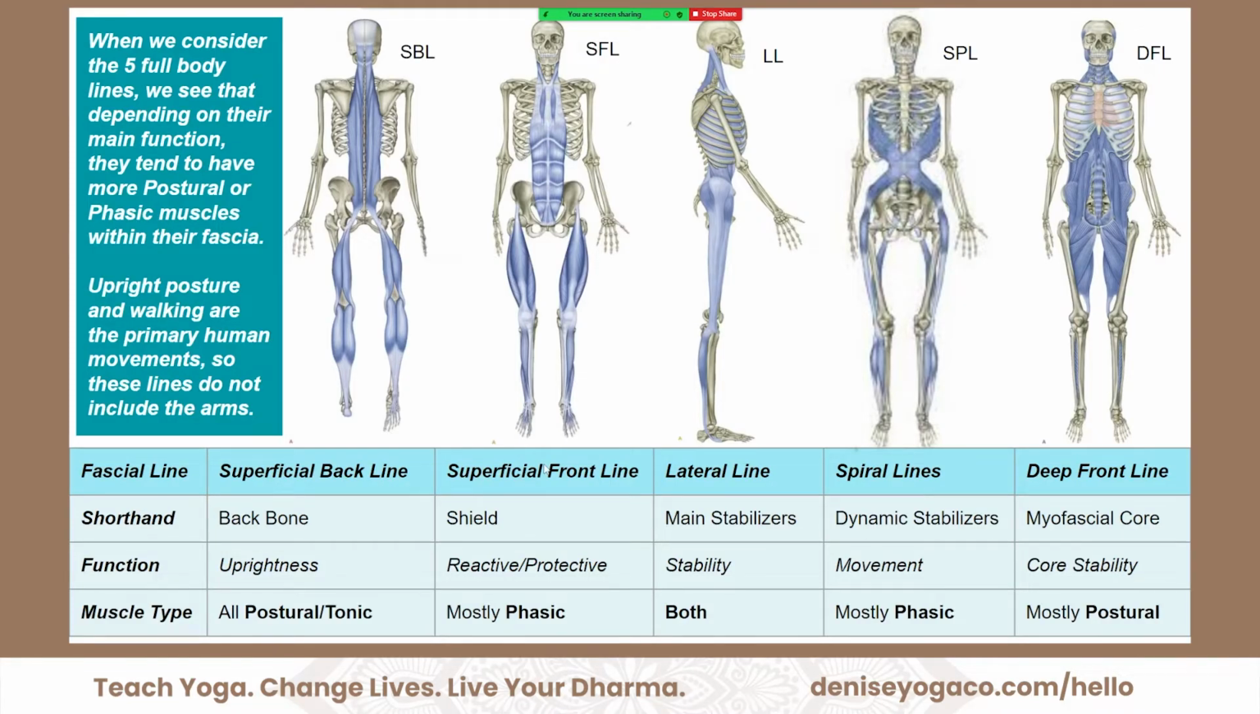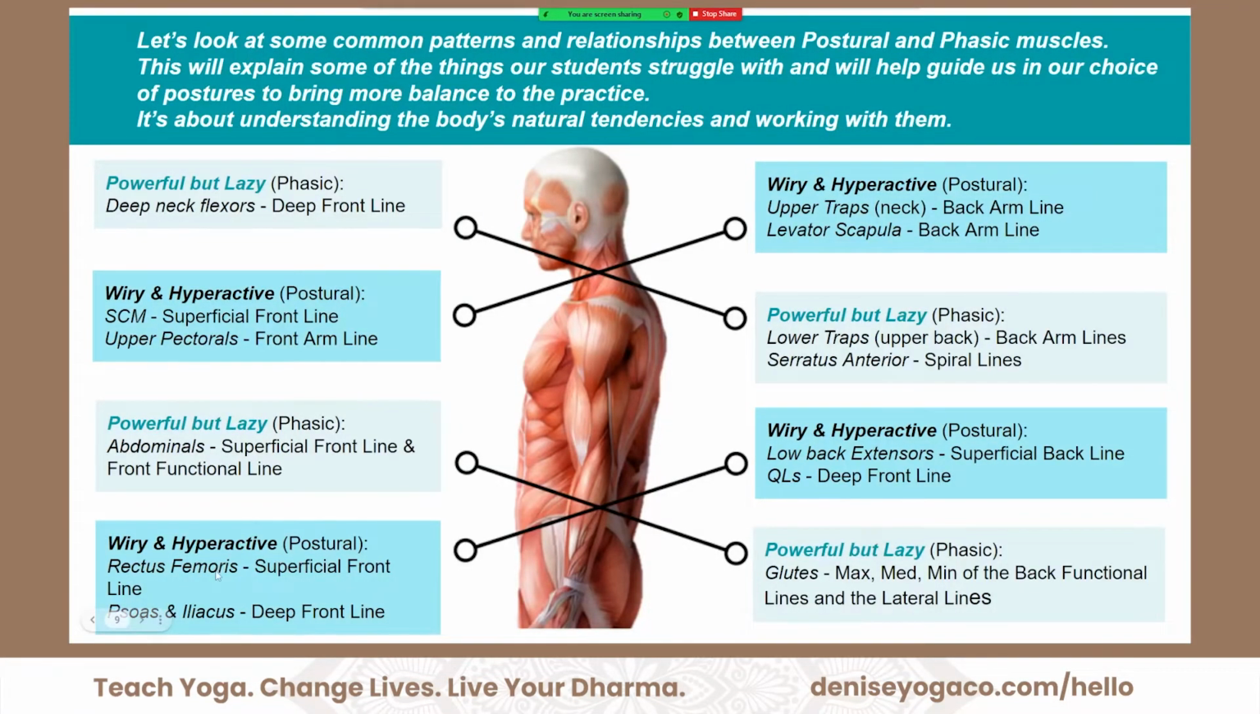Okay, then we'll look at the superficial front line, and its shorthand name is the shield, referring to mainly the core of it, the shield of the body. Its function is protective, especially this middle part, but also your hip flexors. That's its main function, and most of these muscles are phasic. Okay, so you're going to have, not rectus abdominis, but the rest of the quads, not rectus femoris, not that one. Rectus femoris is a wiry postural muscle.